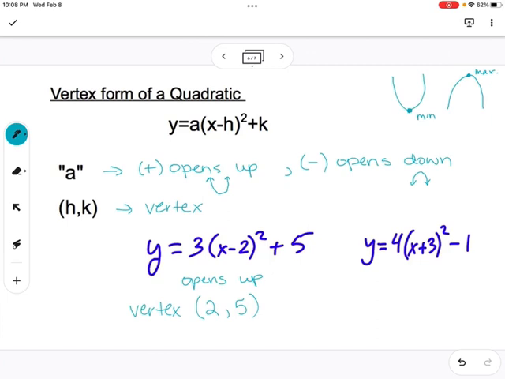Looking at the second example, y equals 4 times x plus 3 squared minus 1. We notice we now have a plus here instead of a minus, so that is giving us a negative x value for our vertex. Looking at our a, we have a positive a, so this one also opens up. And our vertex, because of the positive here, we have a negative x, so a negative 3. And our k on the end is a negative 1, so that stays the same, negative 1 here.